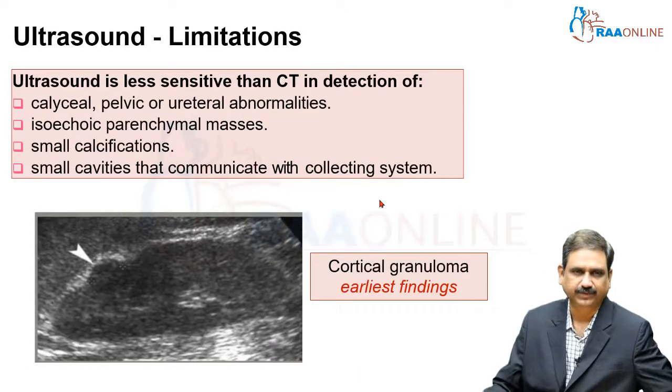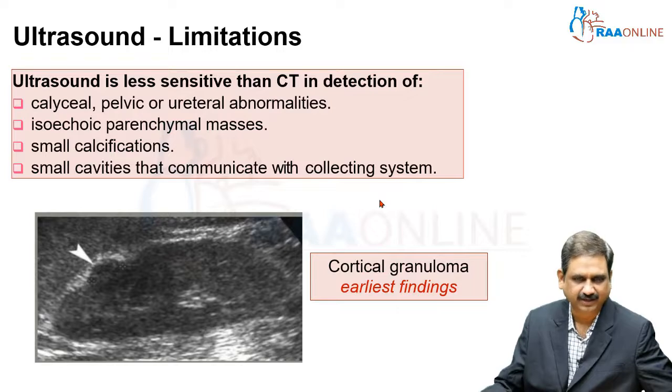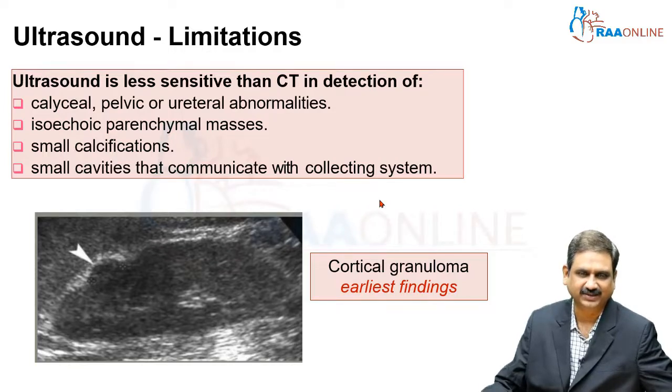Okay, moving on. What are the limitations of ultrasound? Does ultrasound give you the diagnosis all the time? I said earlier that a good sonologist will be able to pick up a cortical granuloma, but does that happen all the time? Do we have good sonologists reporting all this all the time? There is always a possibility of human error as well, and these procedures are observer dependent, so there is a very likely possibility that these granulomas, even if they are present, can be missed by the sonologist during routine ultrasounds, and ultrasounds are also less sensitive than a CT scan in detection of calyceal, pelvic or ureteral abnormalities.